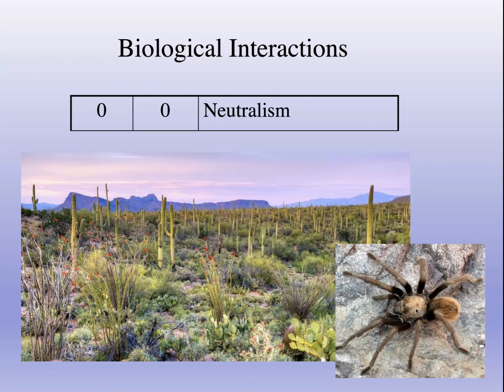If you took out all the ocotillo in the area, I don't think the tarantula would necessarily lose anything. And likewise, I don't know if you took out all the tarantulas in an area, whether the ocotillo would lose anything. So there's a lot of relationships out there that approach neutralism in many ecosystems.